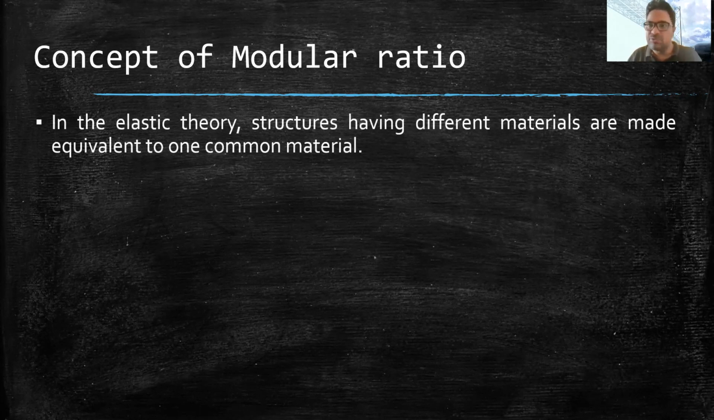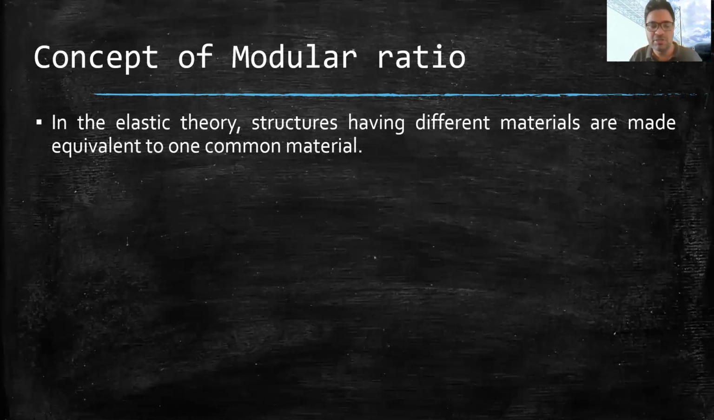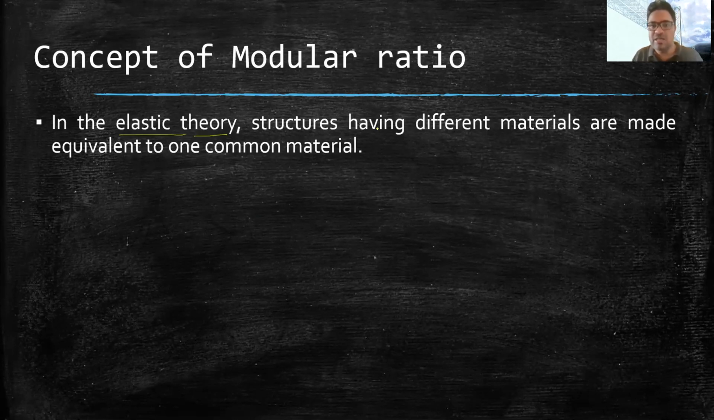Well, in the elastic theory, because we are using the working stress method, and the working stress method is based on elastic theory. So most of the time I will be taking this reference that in the elastic theory, structures having different materials are made equivalent to one common material. We do that in our design process. Practically, they are not a common material, they are different materials. But in our design process, sometimes we try to express one material in terms of a different material or a common material.